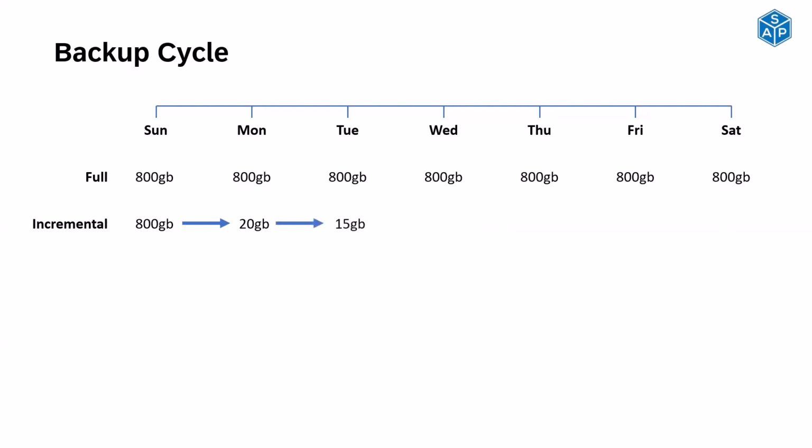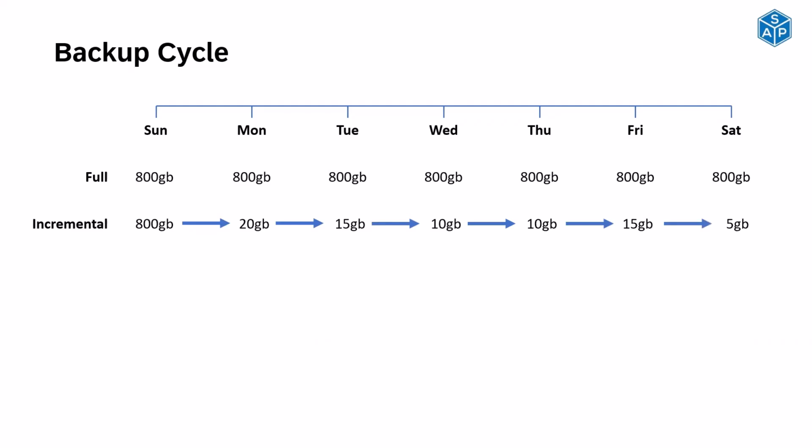Now what happens on Tuesday? On Tuesday, only 15 GB of data was changed in the database. So on Tuesday's incremental backup, only that 15 GB of changed data will be backed up. Then comes Wednesday. On Wednesday, only 10 GB of the data was changed, so only 10 GB will be backed up. Thursday also had only 10 GB changed, so it will only back up 10 GB. Friday, only 15 GB of data was changed.